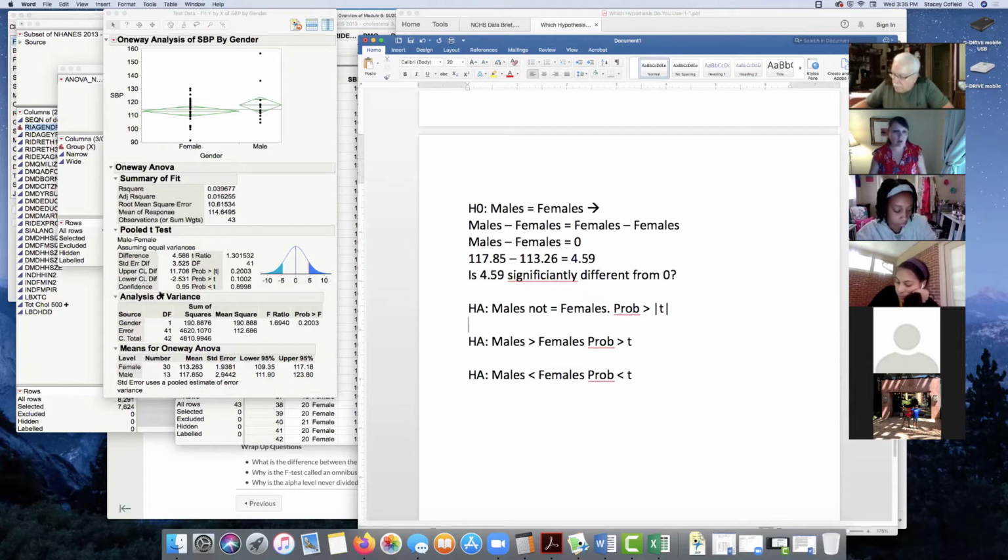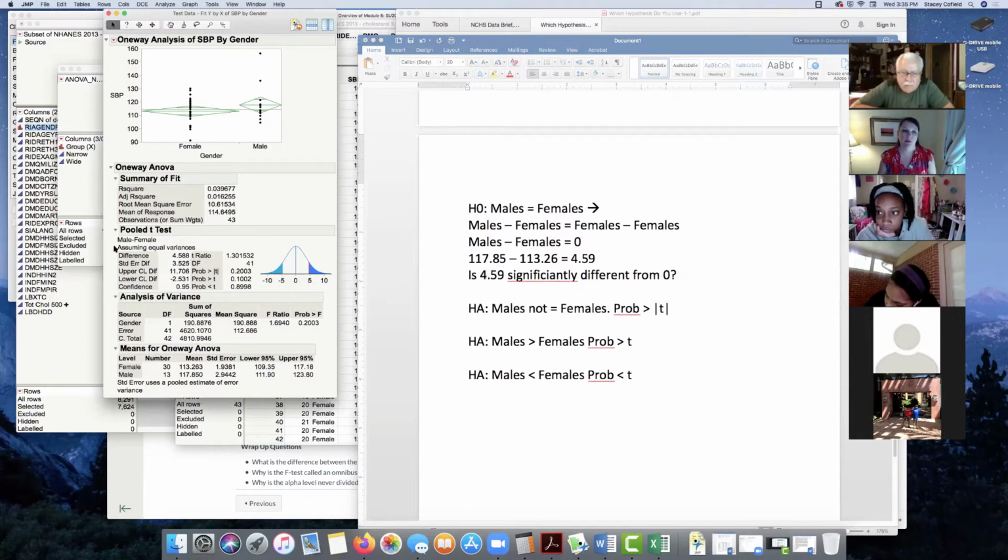Thank you. I was just feeling like, oh no, if it takes the second group and puts it first, I was feeling very confused. You can always tell by looking at the difference. What is this difference? This is a positive 4.58. That means they did males minus females. Okay, that makes sense. Thank you.